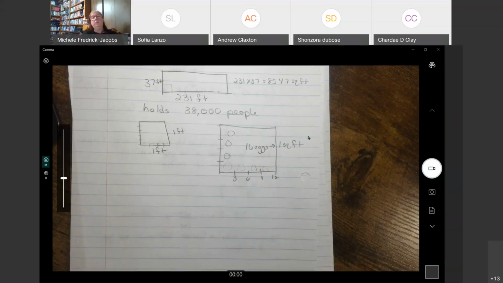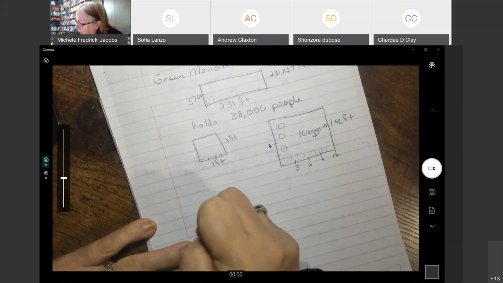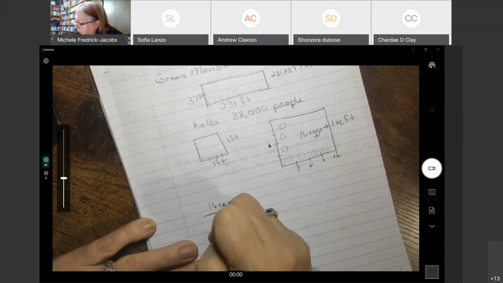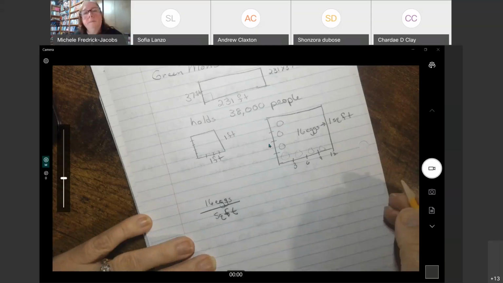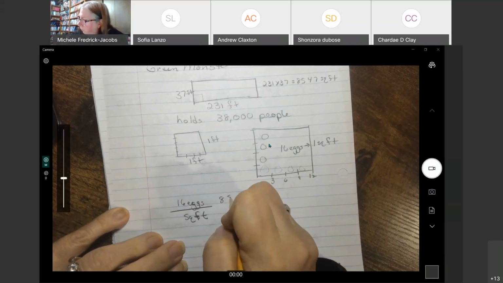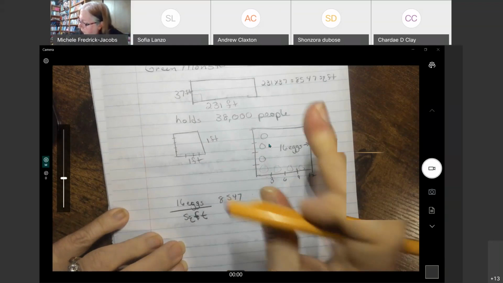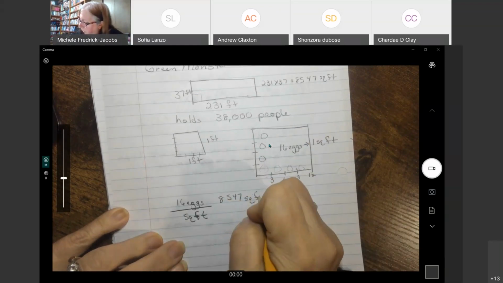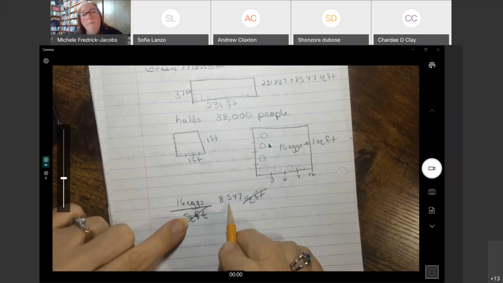So it was just an estimate, but make a smaller portion of it. So instead of going with the whole square footage, look at 1 square foot. I think I can fit 16 eggs, so 16 eggs per square foot. And I have this many square feet. I put it on top because my square feet will cancel. So I'm just multiplying them.